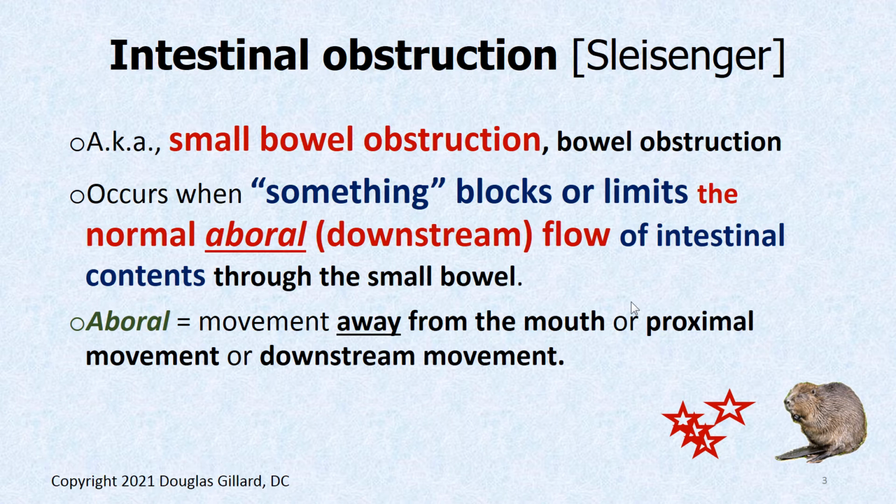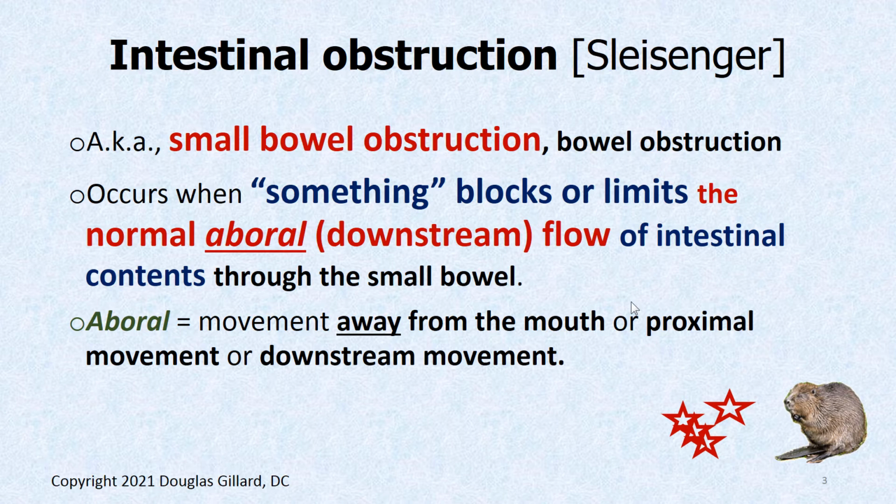But if you get some type of blockage in the lumen, you can get a beaver dam. You can get the fecal material stopped and it can't proceed downstream. Ultimately, it goes into the large intestines and into the rectum, of course, and you make a bowel movement and get rid of it.